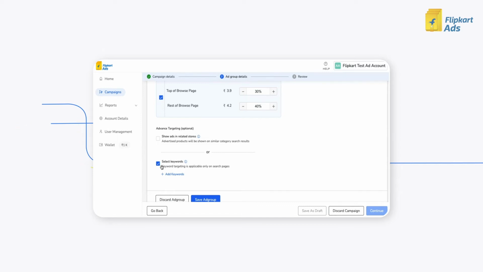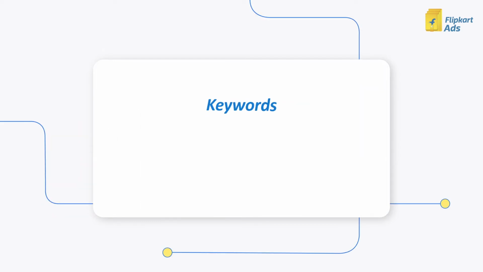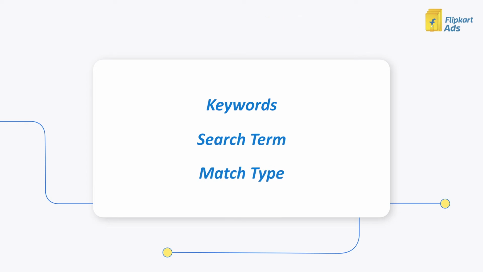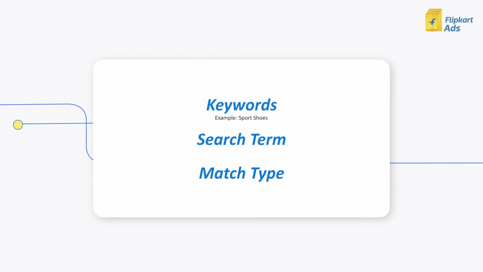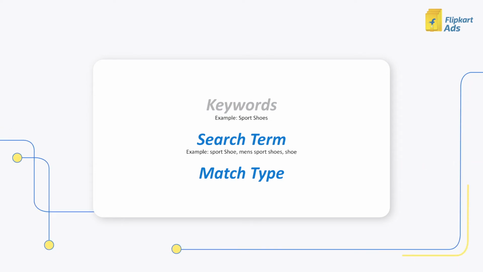First, let us get acquainted with the terminologies like keywords, search terms, and match type. Keyword means what advertisers target against their banner or group of products in a PCA ad group. Search terms refer to the content entered by the user in the search box on Flipkart. There are two types of match types, exact match and broad match.